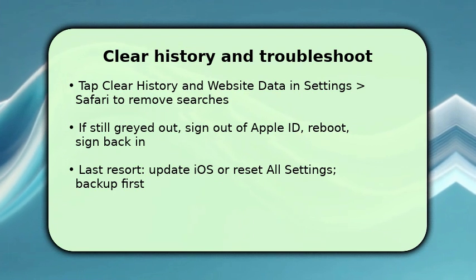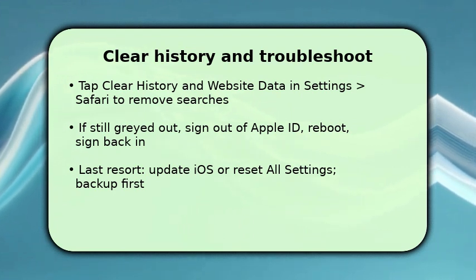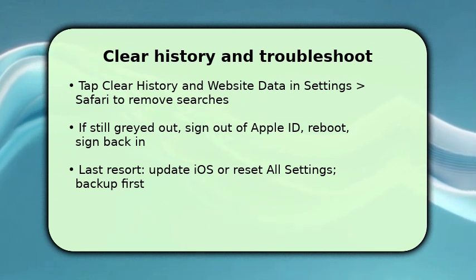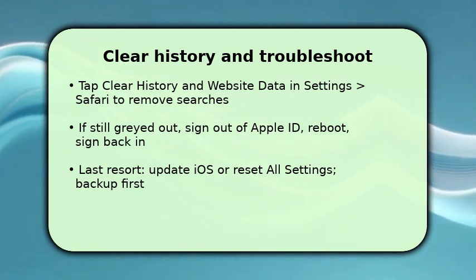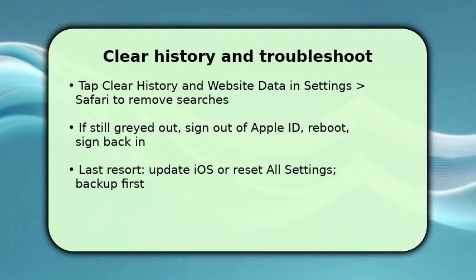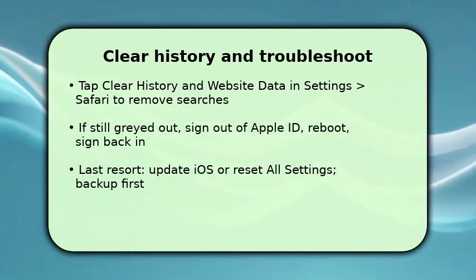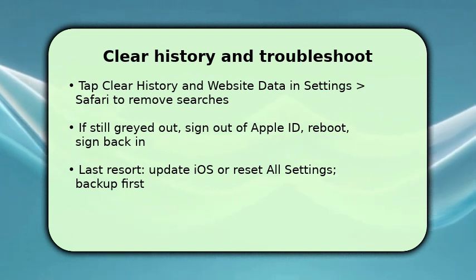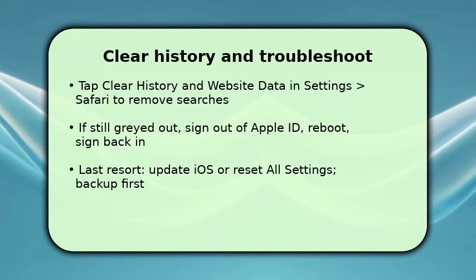If the option remains grayed out, sign out of your Apple ID in Settings, restart the iPhone, and sign back in. This often resets permissions. Make sure screen time restrictions remain off. As a final troubleshooting step, update iOS or choose Reset All Settings after backing up. This keeps data while restoring system defaults that may fix the grayed out control.